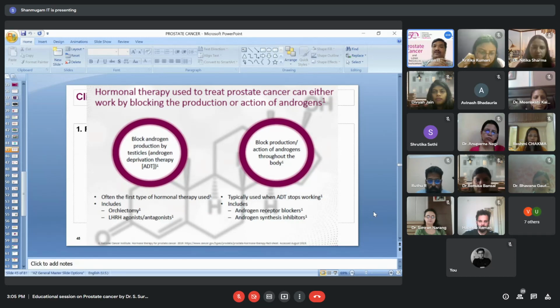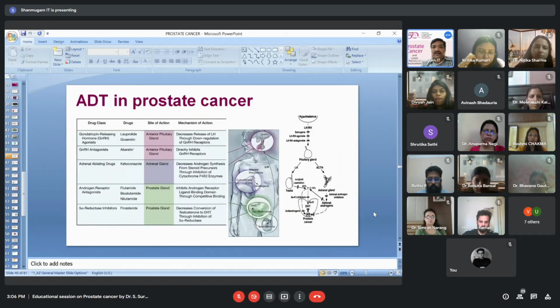And when we have progression of disease, and this ADT stops working, then we can use either androgen receptor blockers or androgen synthesis inhibitors. Androgen receptor blockers block the androgens, so that even though we have androgen in our body, it may not be able to bind and stimulate the cancer cells. And androgen synthesis inhibitors will have more complications than the androgen receptor blockers. So these are the common drugs which we have.